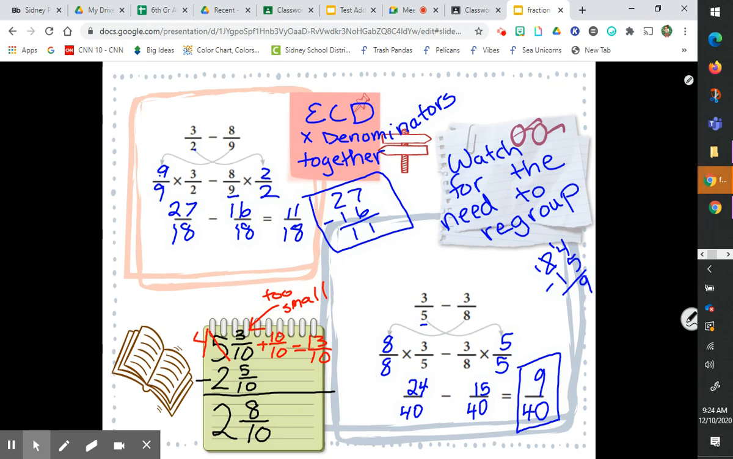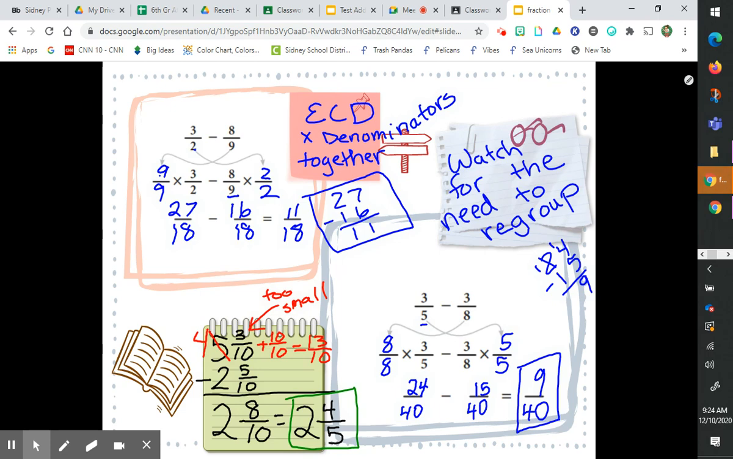Which is wrong, because we still need to simplify, isn't it? So I'm going to just write an equal sign next to that because I ran out of room. So 2 and 8 divided by 2 is 4. 10 divided by 2 is 5. Now I've got a good answer, and I'm showing that I have to sometimes regroup when I'm making a subtraction problem. Okay?